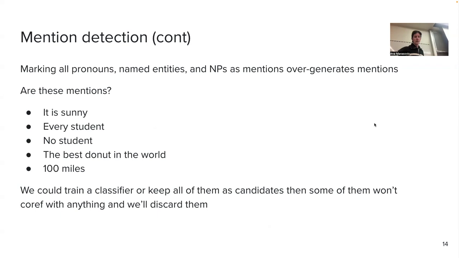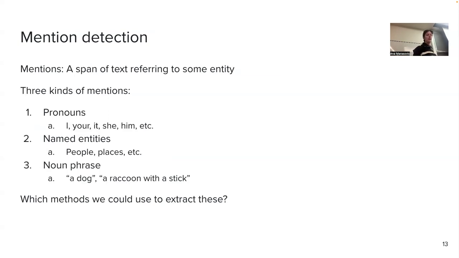So how could we extract these? First idea, maybe: if I say these are possible mentions, how can we extract mention candidates? We have learned a couple of techniques after the spring break. So for example, how can we find all pronouns in text? Exactly, part of speech tagging gives us pronouns. How can we find named entities? Mm-hmm, named entity recognition. And noun phrases, constituency parsing, exactly. We might do something with dependency parsing, but constituency really gives us noun phrases directly.